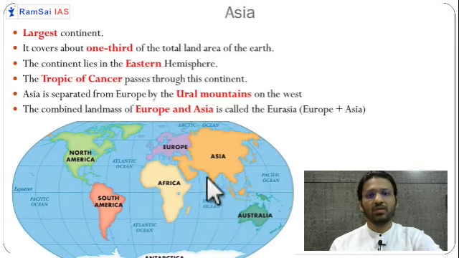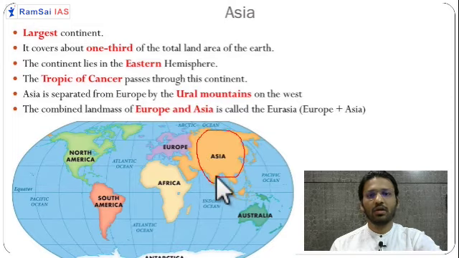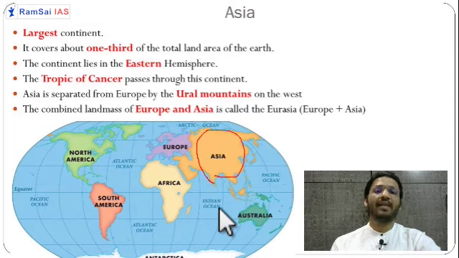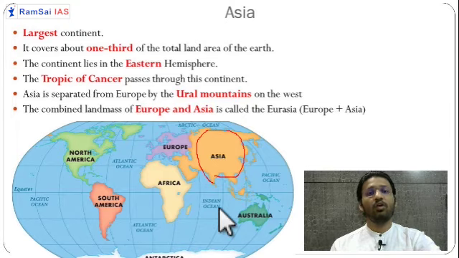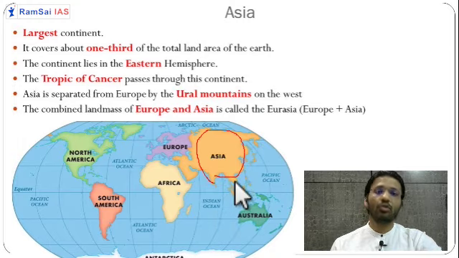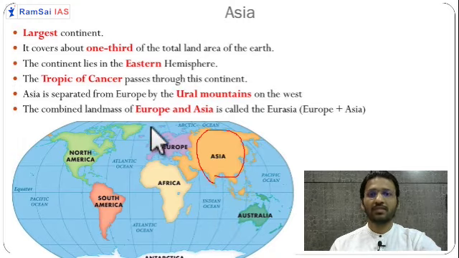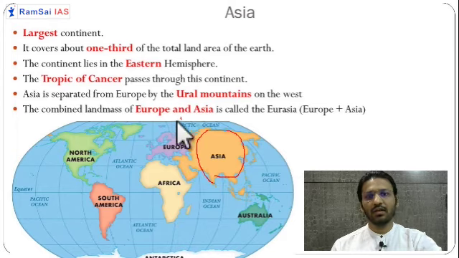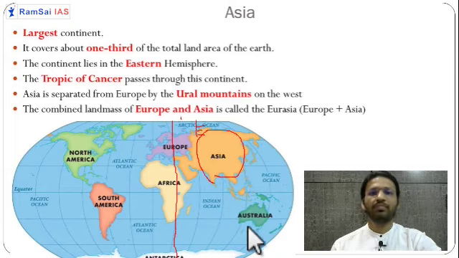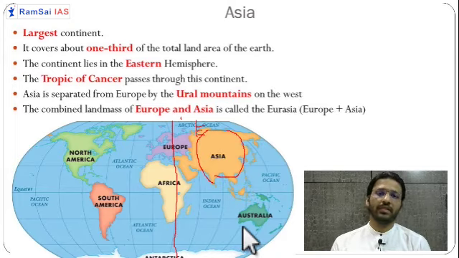So Asia, you can see, is the biggest continent on the surface of the earth. It occupies about 1/3 of the total area. Okay, so it is a huge continent. It is present in the eastern hemisphere, as we know that the 0 degree meridian is passing through here. So this is our eastern hemisphere. Asia is present in the eastern hemisphere.